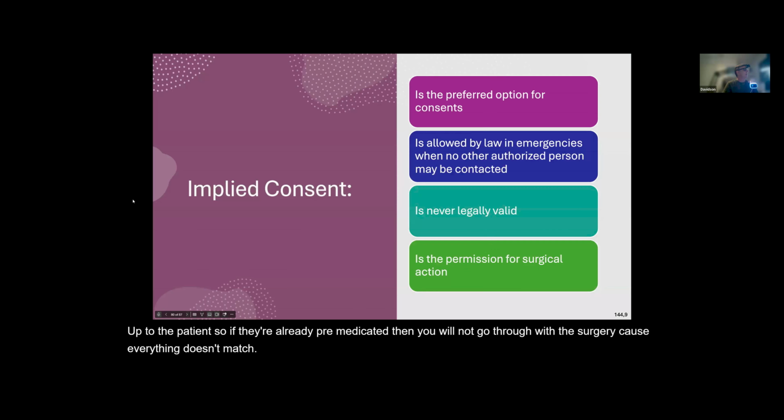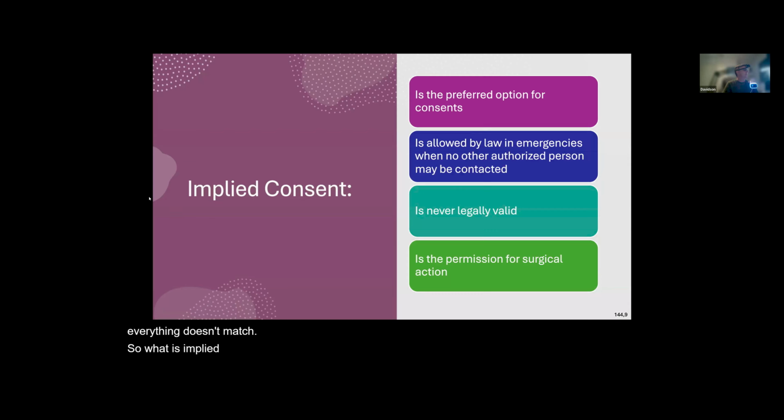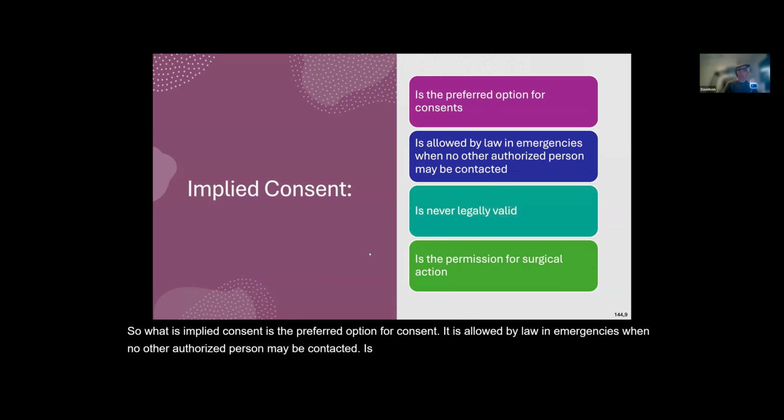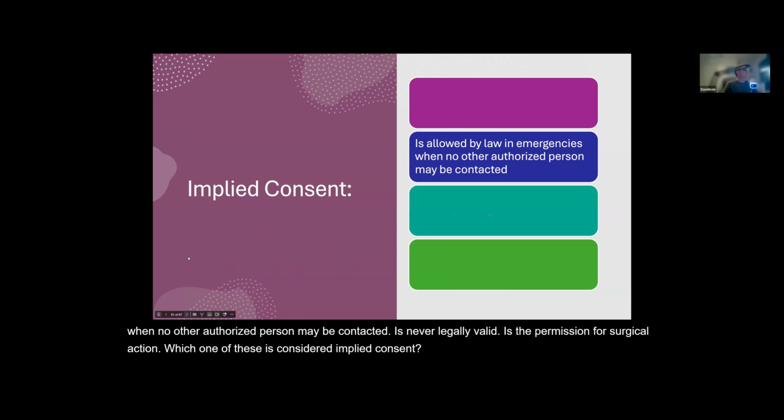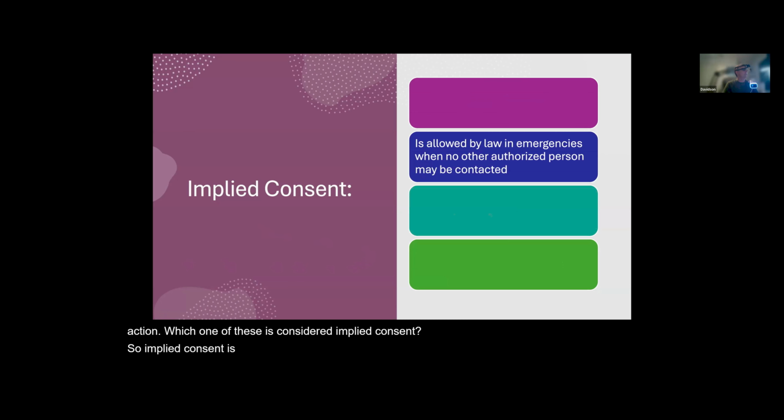So what is implied consent? Is the preferred option for consent. It is allowed by law in emergencies when no other authorized person may be contacted. Is never legally valid, is the permission for surgical action. Which one of these is considered implied consent? So implied consent is allowed by law in emergencies when no other authorized person may be contacted.